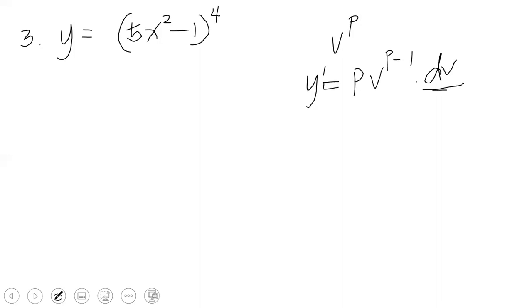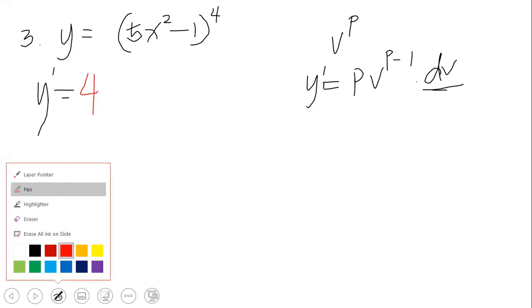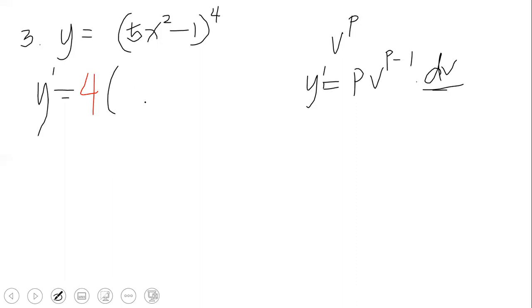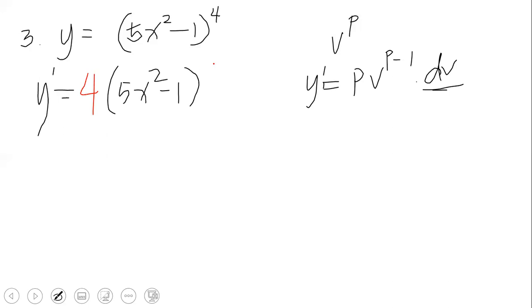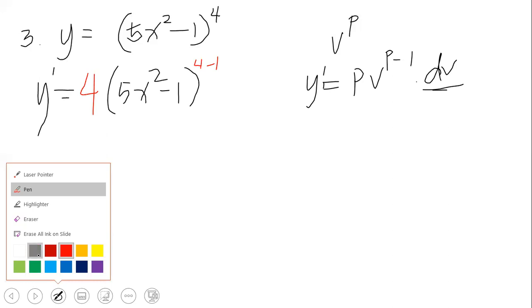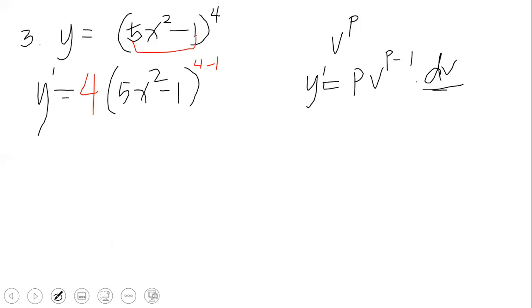So let's apply that. y prime, which is the power 4. Then proceed with the original function, the quantity 5x squared minus 1. Then this time we minus 1 from the power, 4 minus 1, and the derivative of the function. So what is the derivative? The variable v is 5x squared minus 1, dv is 10x. So attach the derivative 10x.